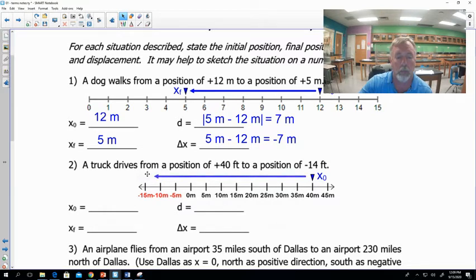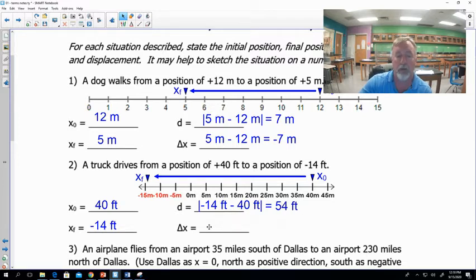And where do we end up? At -14. All right, now that we've got our graph, let's label our variables here. X naught, right? Started at 40. We finished up at -14. Let's do our calculation of our distance. -14 minus 40. Right? Our final minus our initial. So that's going to give us 54. I'm going to take that absolute value.